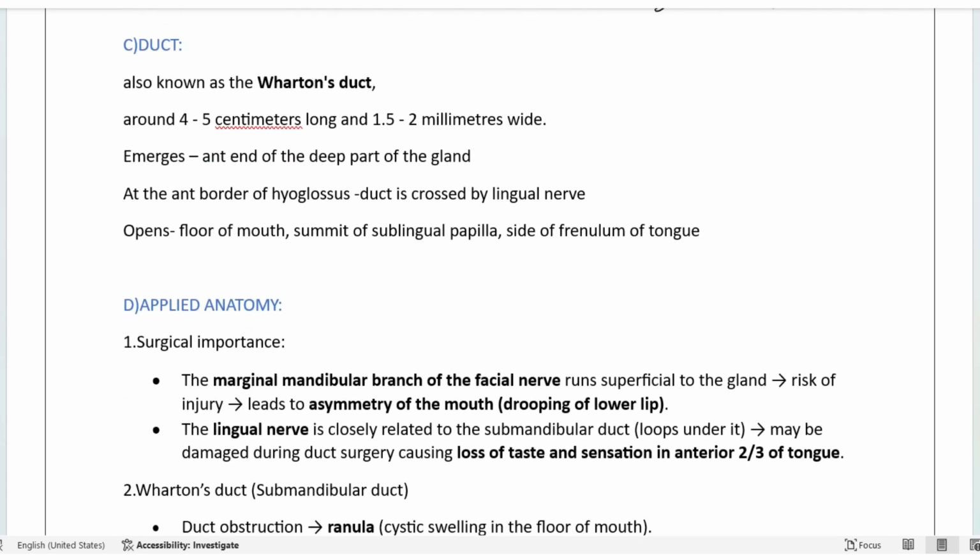Coming to the duct, it's also called the Wharton's duct or submandibular duct. It's about 4 to 5 centimeters long, 1.5 to 2 mm wide. It emerges at the anterior end of the deep part of the gland. At the anterior border of hyoglossus, it crosses the lingual nerve. It opens at the floor of the mouth at the summit of the sublingual papilla. 4 points, done.